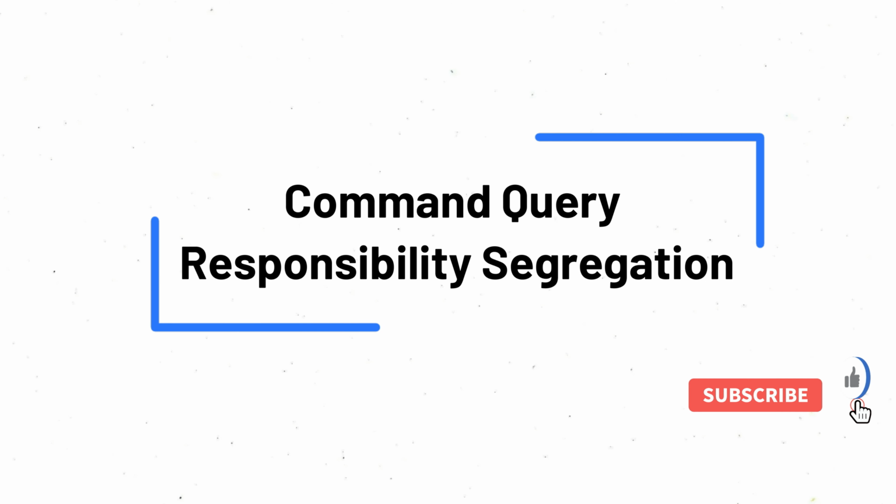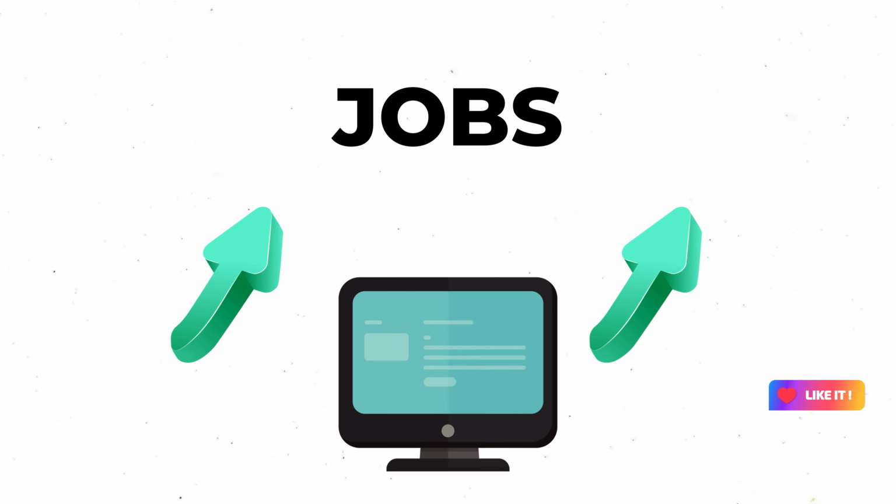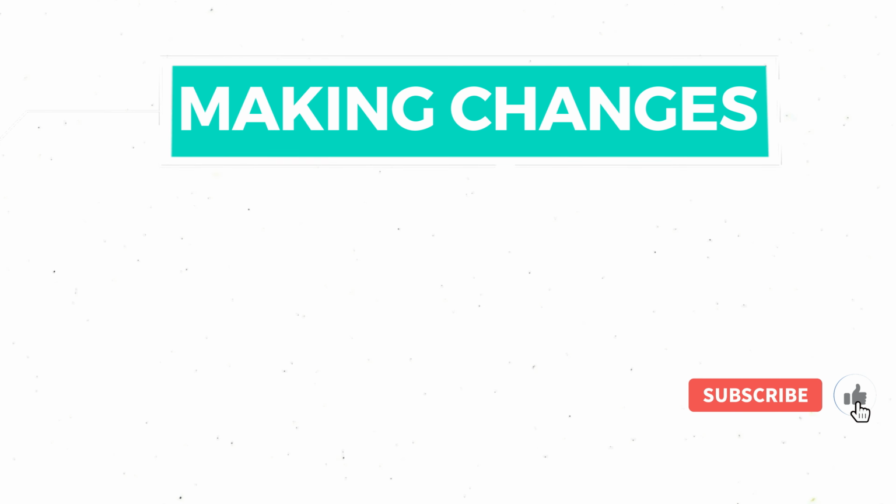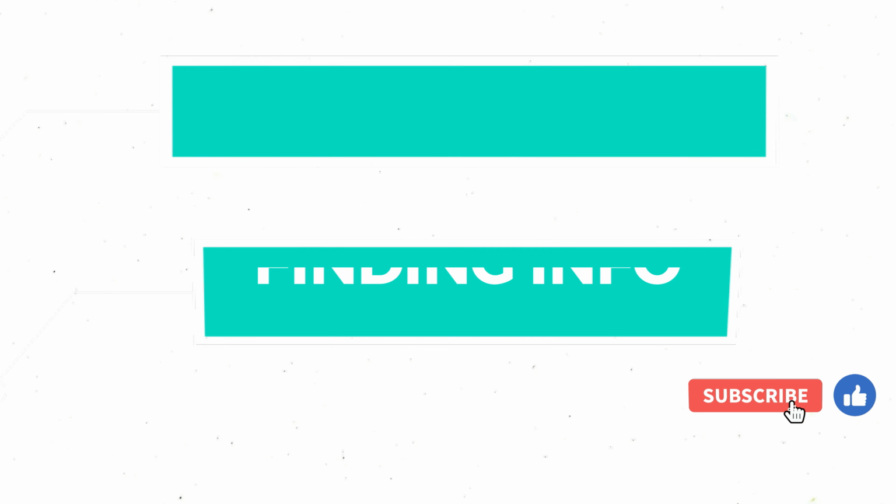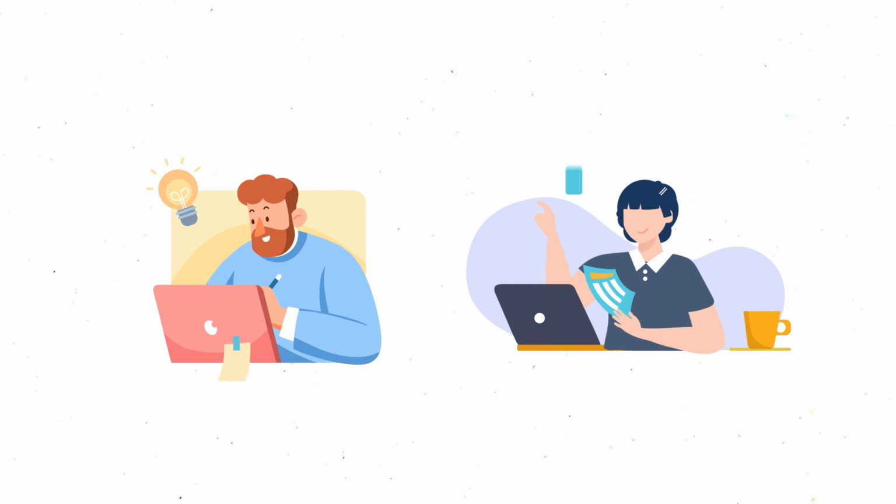CQRS stands for Command Query Responsibility Segregation. Big words, right? But we will simplify it. Think of it as a way to organize how a computer system handles two different jobs, one for making changes and another for finding information. It's like having two experts, each doing what they are best at.